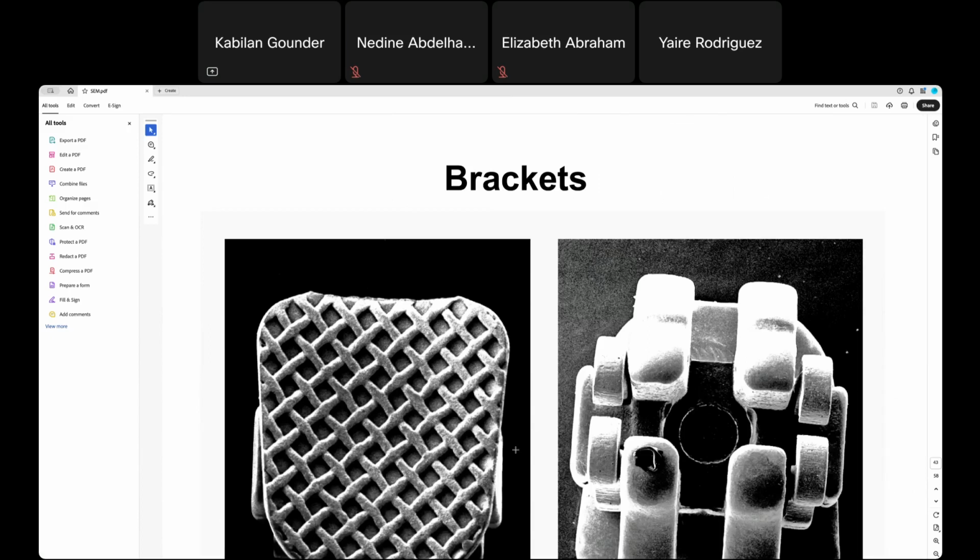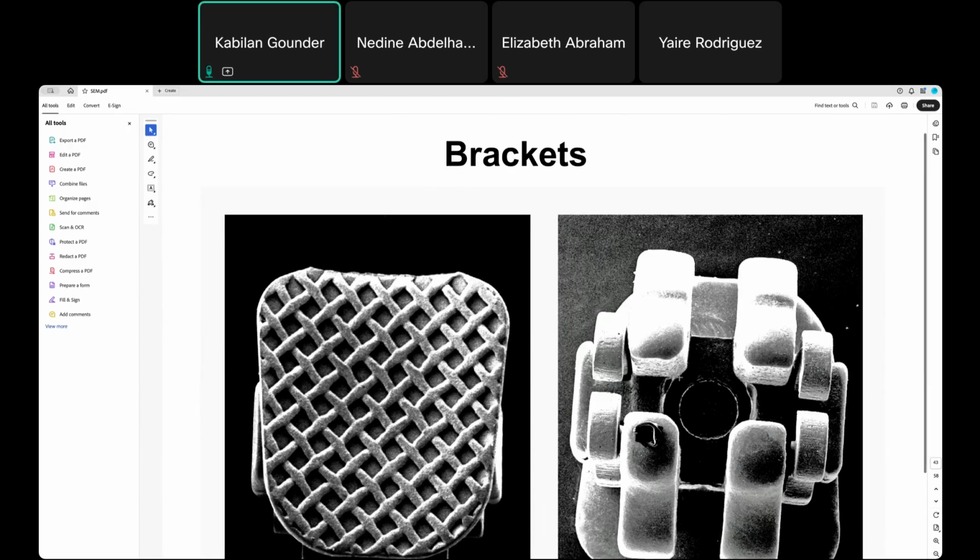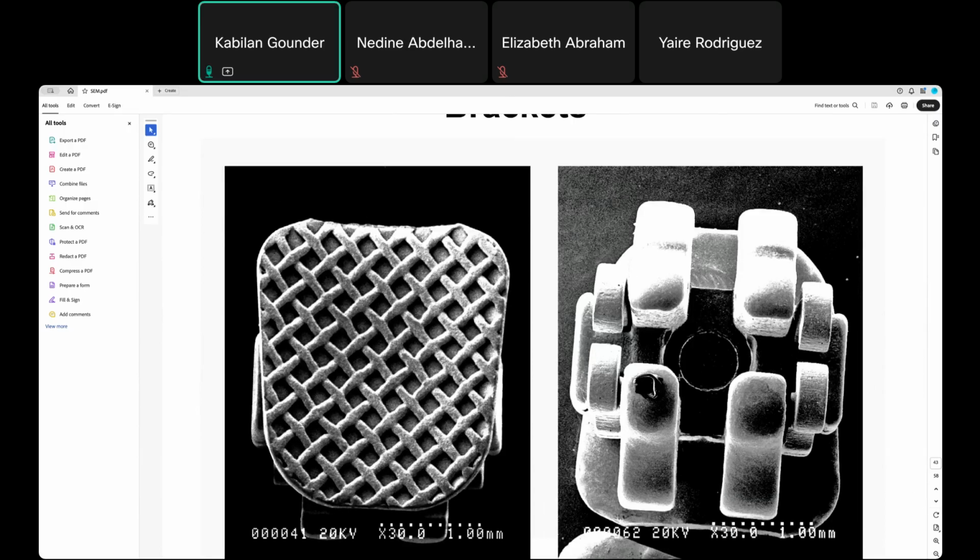So the brackets, we can see the brackets, we wanted to study how the brackets are. And when you have this, we wanted to see how the bacteria forms biofilm on the brackets.